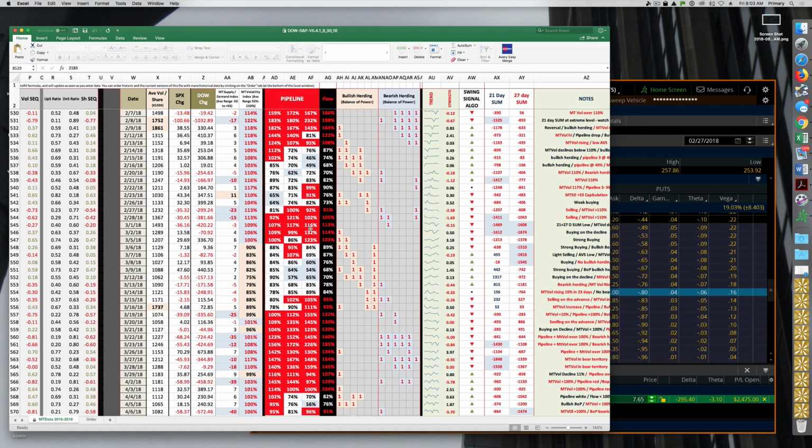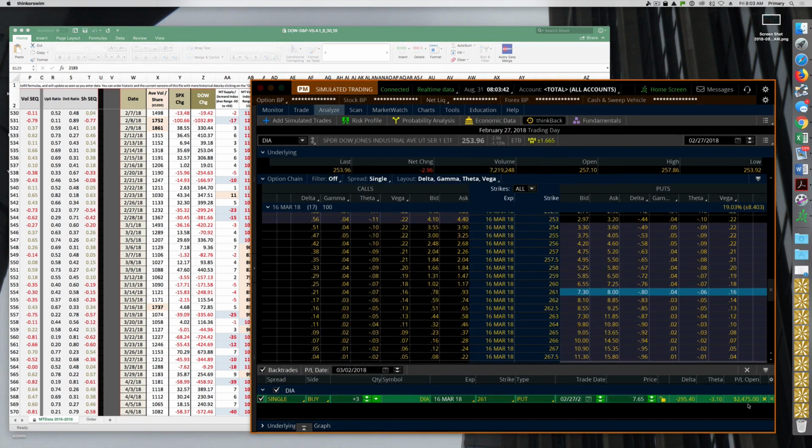However, the difference here of the pipeline and the flow is over 15, around 14 or 15 or over. And so now we have to exit our position. And you can see that we have $2,475 profit in just a few days.